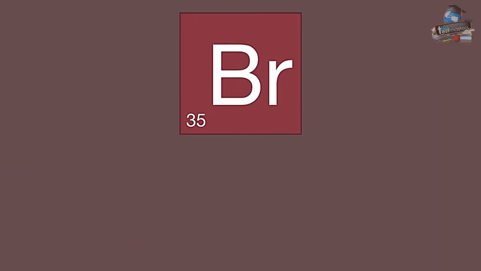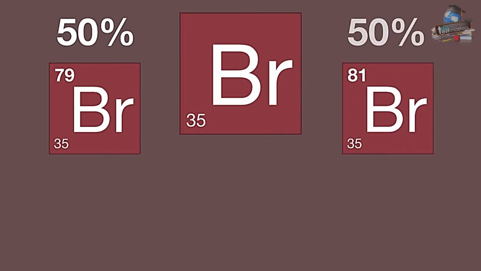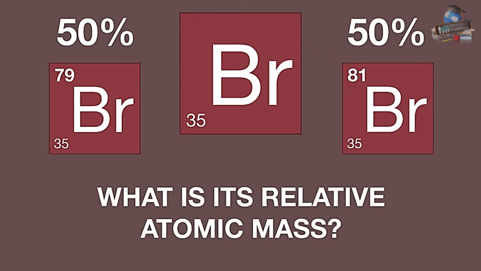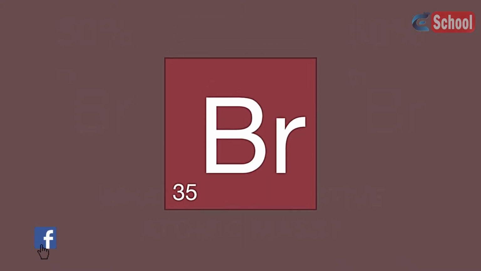A sample of bromine contains 50% bromine-79 and 50% bromine-81. What is its relative atomic mass? Pause the video. You may be able to work this out straight away. If not, write it down as in the chlorine example. The answer is 80.